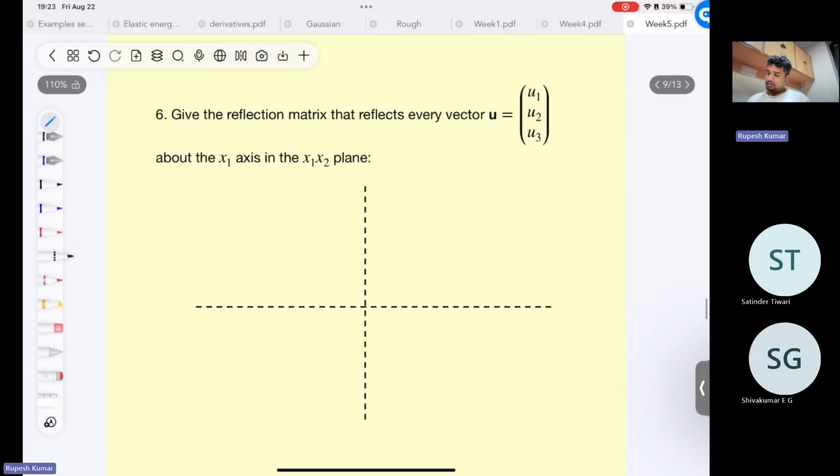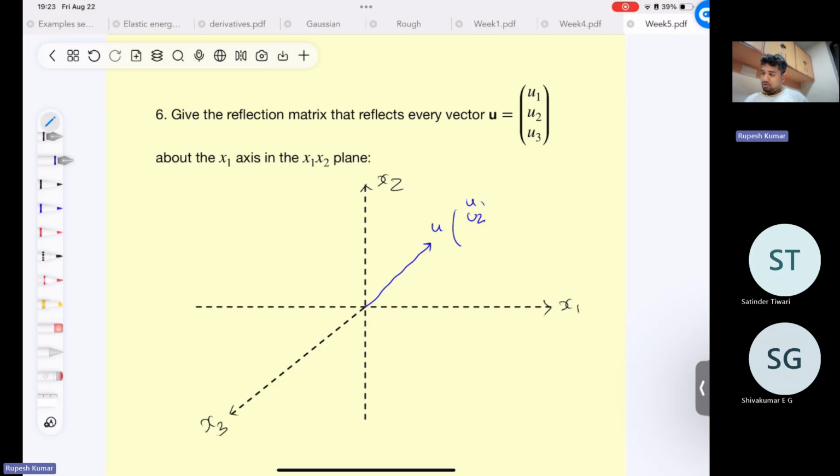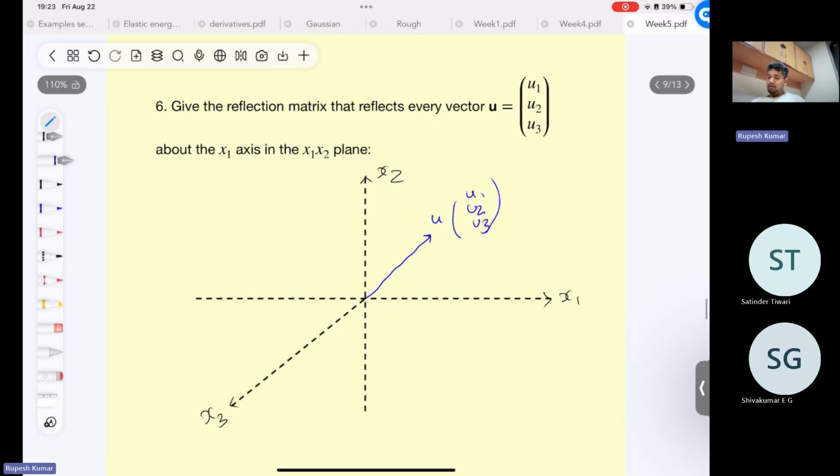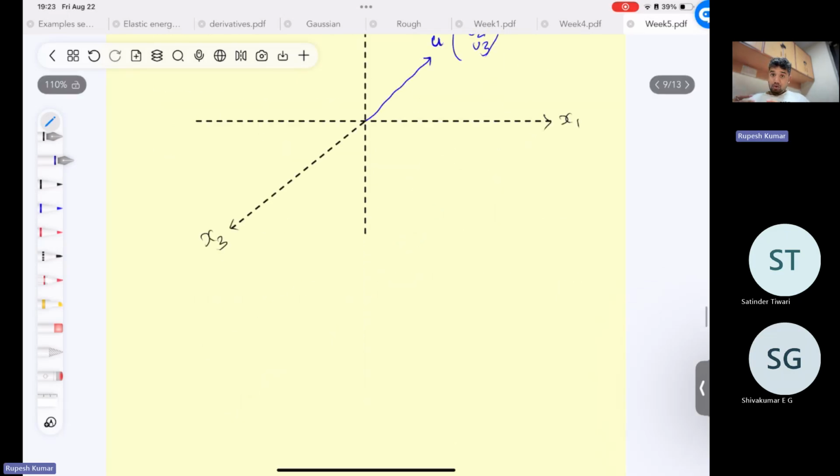Now again, let's extend the reflection problem to 3D. So this is axis x1, this is x2, this is the axis x3. And now you have some three-dimensional vector. Let's say we have this vector u that goes from the origin to the point (u1, u2, u3). Now, what is the reflection of this vector u about the x1 axis in the x1, x2 plane? So how would it look?